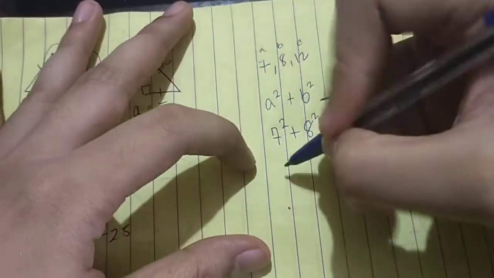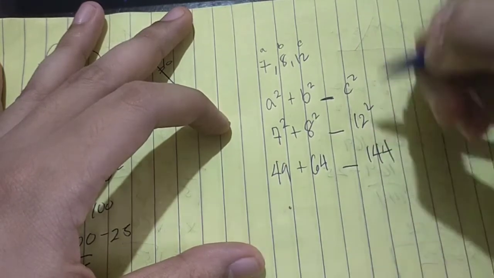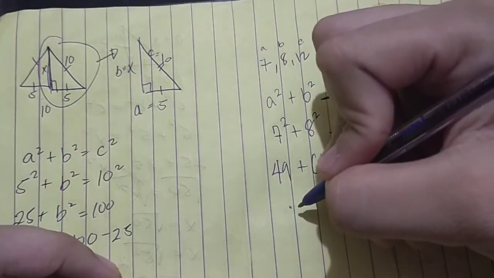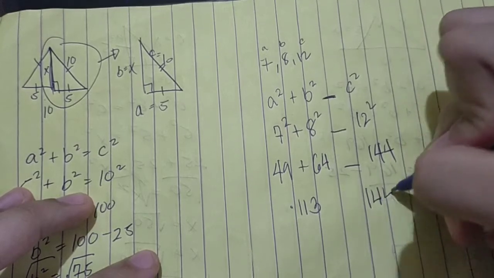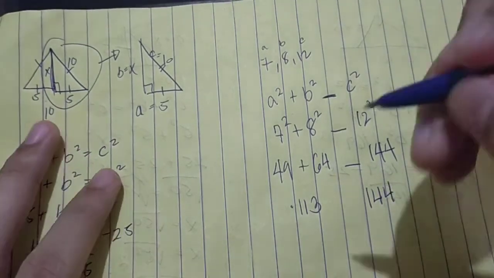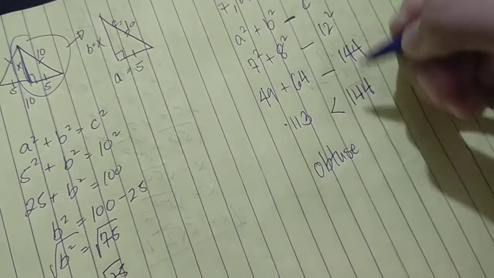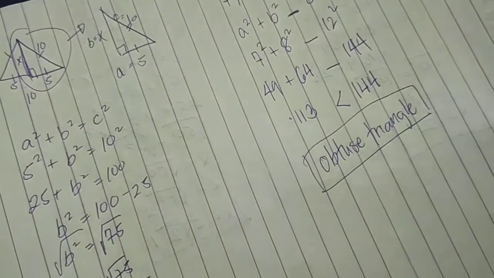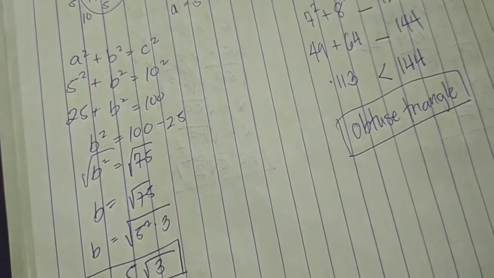So, we have 7 squared is 49, plus 64, blank to 144. Then, let's add. So, the sum is 113. Tapos, we're going to compare it to 144. So, they are obviously not equal. Mas malaki si 144. So, we can now conclude that this is an obtuse triangle. Bakit? Because the square of the hypotenuse is greater than the sum of the squares of A and B.